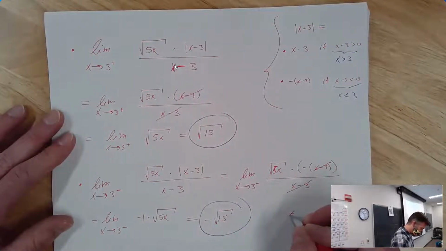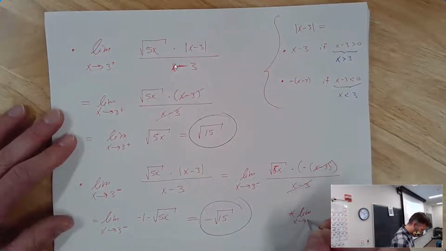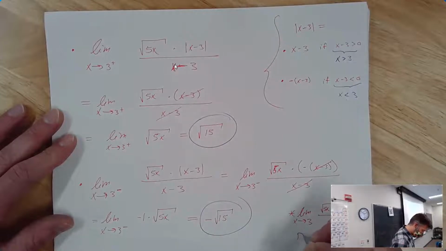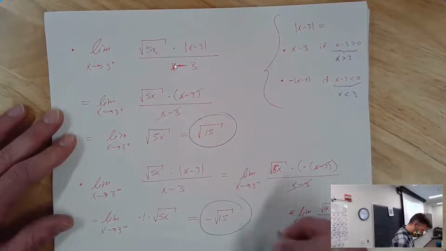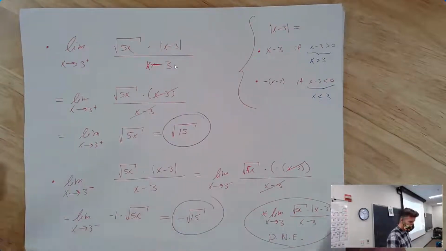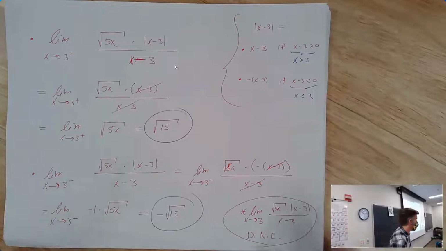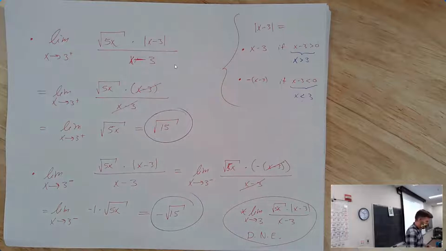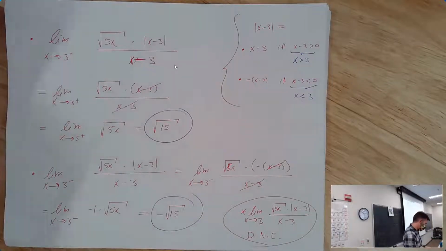So we can then say the limit as x approaches 3 overall of the square root of 5x times the absolute value of x minus 3 over x minus 3 does not exist. And that's a pretty typical result when you're talking about absolute values, is that each one-sided limit does exist, the overall limit does not. There's so many different directions to go.